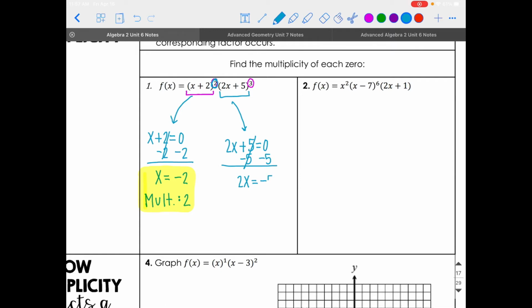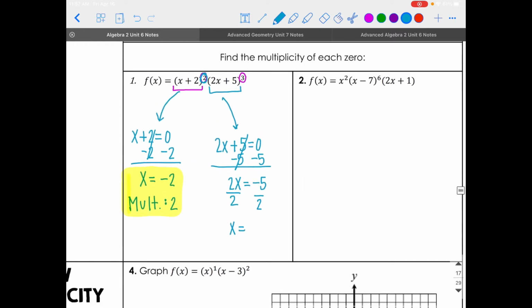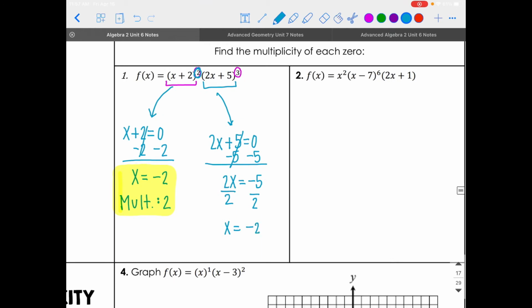So those cancel. 2x equals -5. 0 minus 5 is -5. And then we divide by 2. -5 divided by 2 is -2.5. And then the multiplicity is 3, because the exponent was 3.